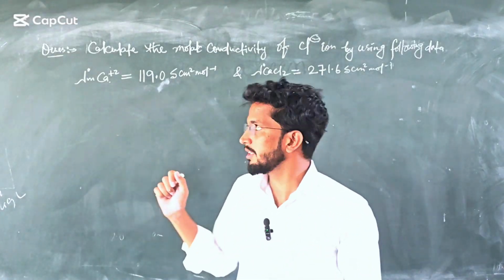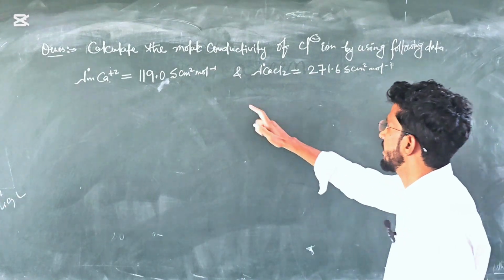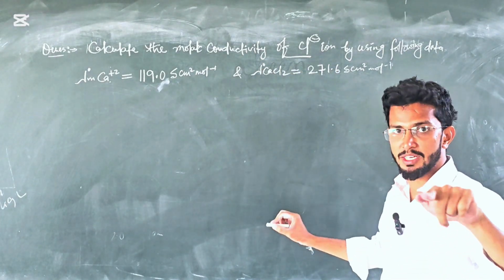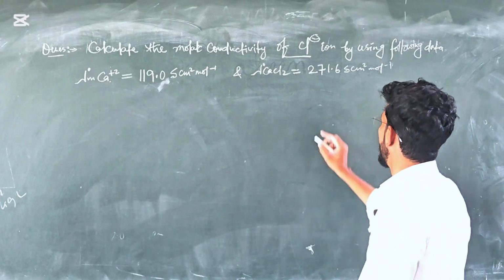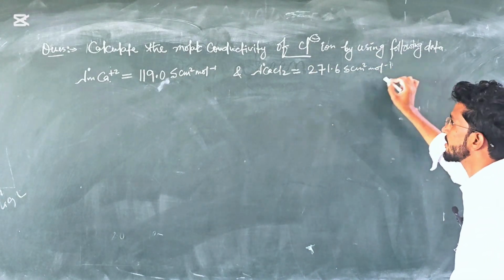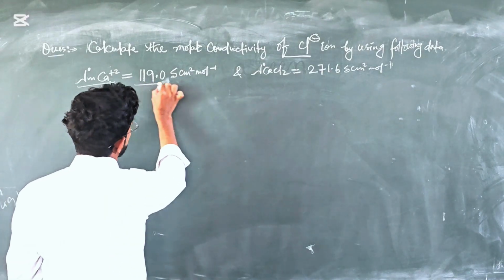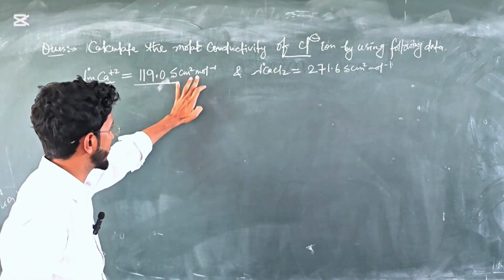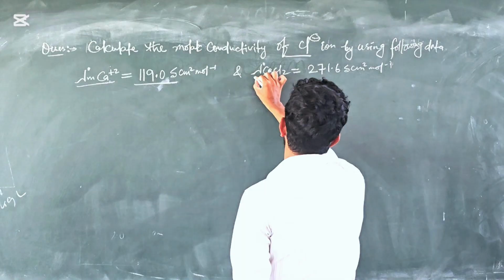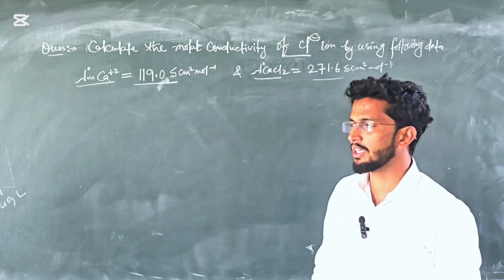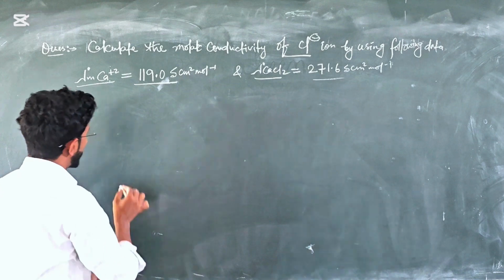Now if you see the next question, it is given: calculate the molar conductivity of Cl⁻. We have to calculate the molar conductivity of the Cl⁻ ion by using the following data. The given information is lambda naught for Ca²⁺ is 119.07 centimeter square mole inverse, and lambda CaCl2 is equal to 217.67 centimeter square mole inverse. Now how can we calculate? Simply by using Kohlrausch's law.